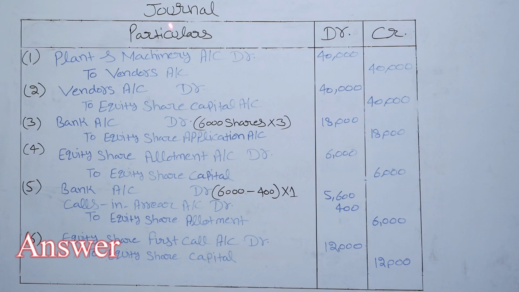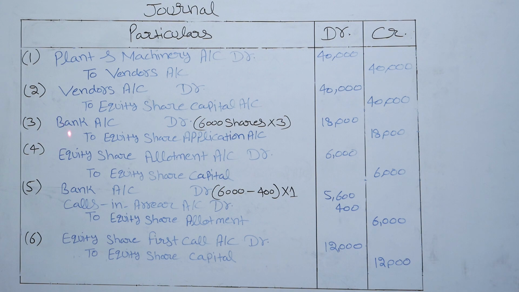Let's start the answer. Journal entries of Ganga Limited. Particulars: debit, credit. Ganga Limited purchased a plant and machinery worth rupees 40,000. So entry will be plant and machinery account debit to vendor account, 40,000 debit and 40,000 credit. And company, instead of paying cash for purchase of a machinery, company issued 4,000 shares of 10 each to a vendor. So entry will be vendor's account debit to equity share capital, 40,000 debit and 40,000 credit.